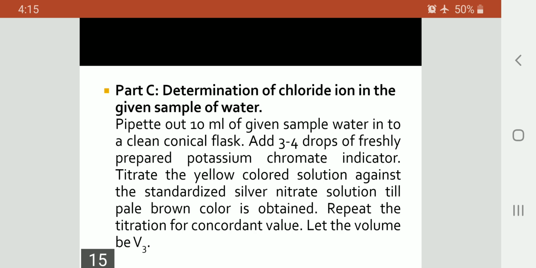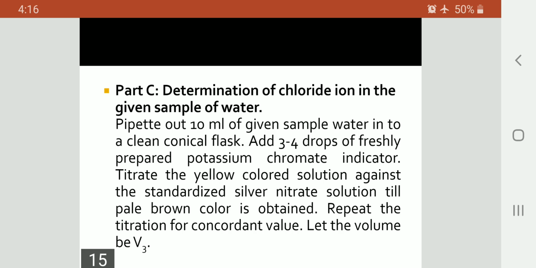You have to pipette out 10 ml of the sample water and release it into a clean conical flask. Afterwards, add 3 to 4 drops of freshly prepared potassium chromate indicator to that water. Whatever you were using, it was freshly prepared only. So add 3 to 4 drops of this potassium chromate. Again, the water will change its color to yellow.